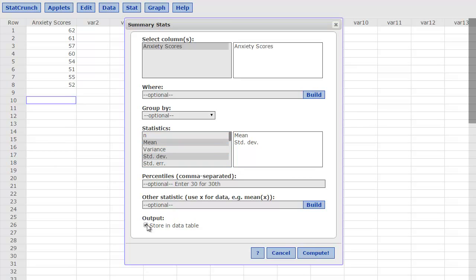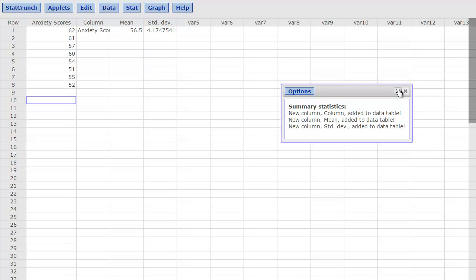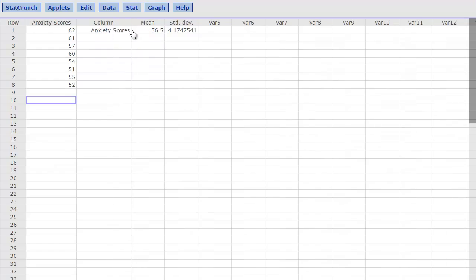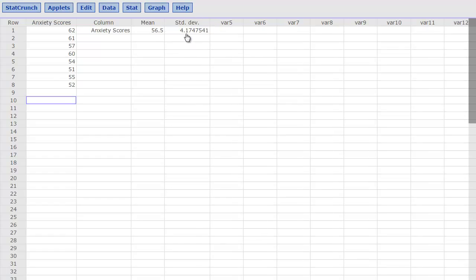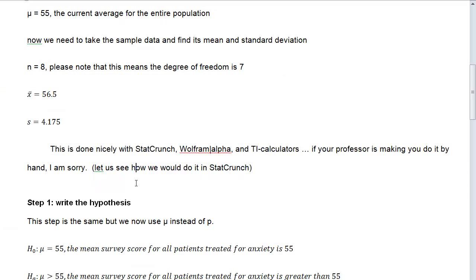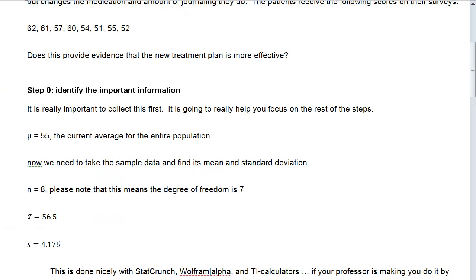And you know what? Let's go ahead and store it. Okay, so there we go. So here we have the column was anxiety scores. The mean is 56.5, and the standard deviation is 4.175, rounded to 3 decimal places. So it's a great, easy way to do that in StatCrunch and get the values that I got. Okay, so that's how you do it in StatCrunch.